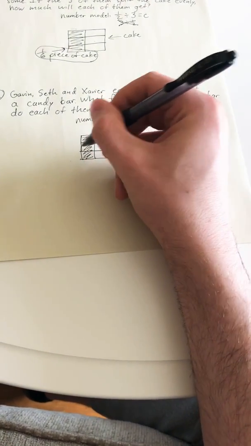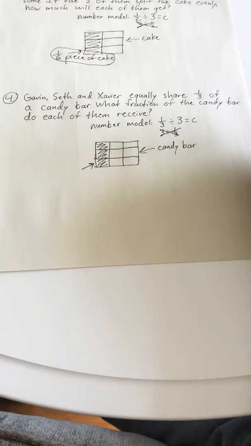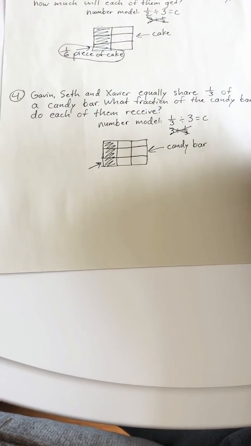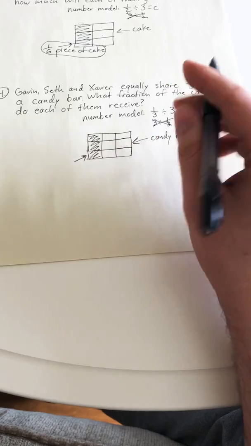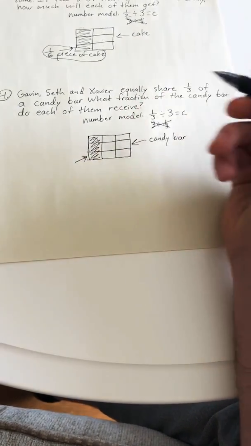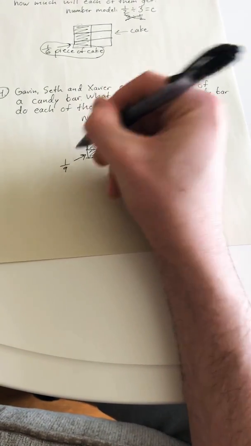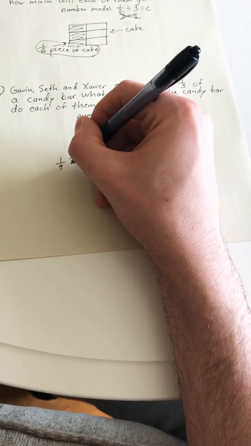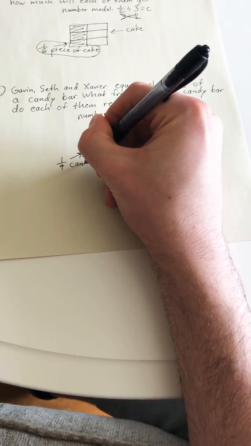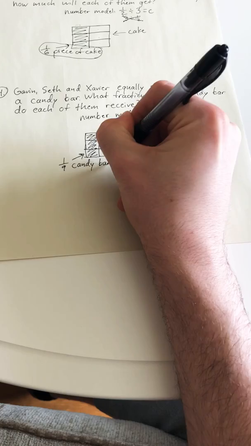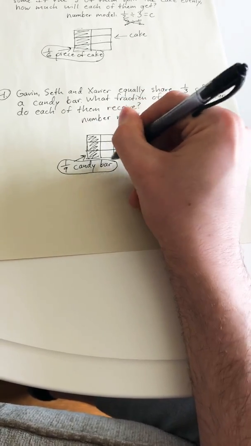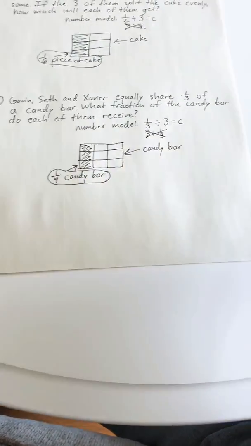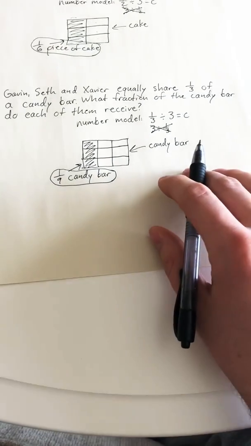So the question is, what is each of these parts worth? In this case, there are 9 total parts. That means that each friend is going to get 1/9 of the candy bar. Congratulations if you got that answer. I'm going to take it a step further.